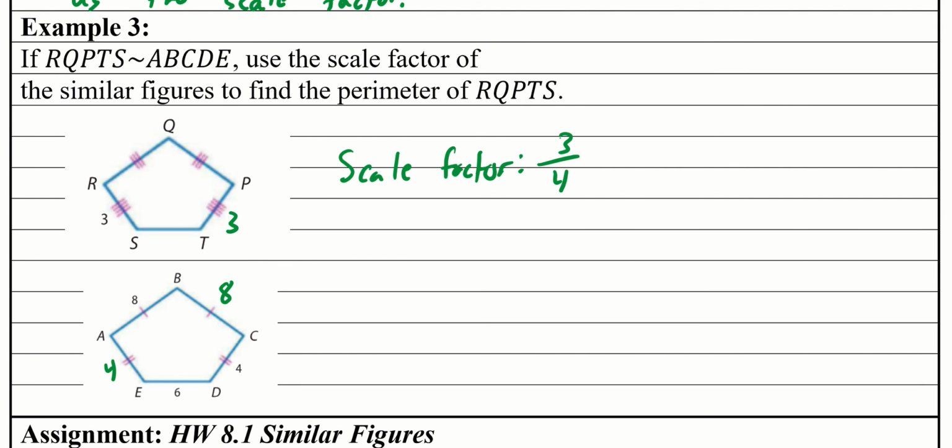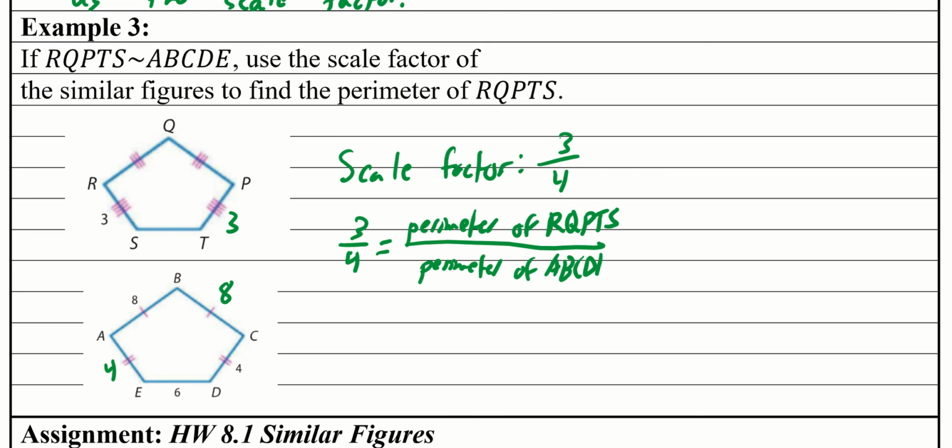And if I want to find the perimeter of the top one, I could use this individually and find the remaining sides, but I can do this a little bit quicker by setting the perimeters over one another. So I can say 3 over 4 is the same thing as the perimeter of the top shape, perimeter of RQPTS, over the perimeter of the bottom shape, ABCDE. This is what our property just told us. It says they're going to have the same proportion, one perimeter over the other, as the scale factor. I put RQPTS on top because when we found the scale factor, we put a side length from that shape on top as well. So those do match up.